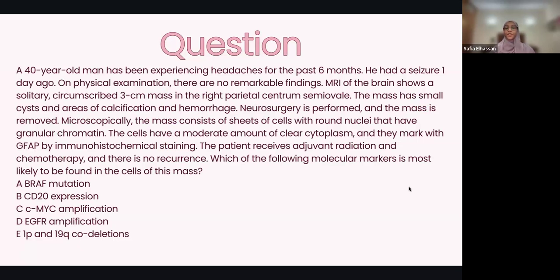Microscopically, the mass consists of sheets of cells with round nuclei that have granular chromatin. The cells have a moderate amount of clear cytoplasm, and they mark with GFAP by immunohistochemical staining. The patient receives adjuvant radiation and chemotherapy, and there is no recurrence. Which of the following molecular markers is most likely to be found in the cells of this tumor? E. Okay, so what do you guys think the tumor is?